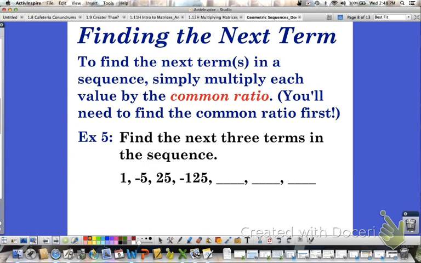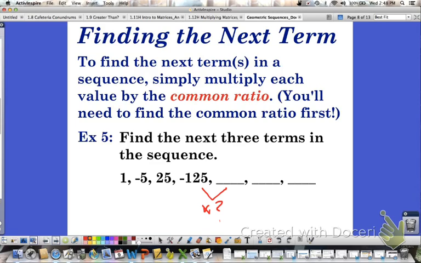Now something else you might be asked to do is to find the next term or terms in a sequence. To do that, you're going to need to know what the common ratio is. So if they give it to you, great, use it. If they don't give it to you, then you're going to have to find it first. So in this example, I've given you a list of 4 numbers to start with. I'm asking for the next 3 terms in the sequence. To get the next 3 terms, though, I'm going to need to know what I'm multiplying by.